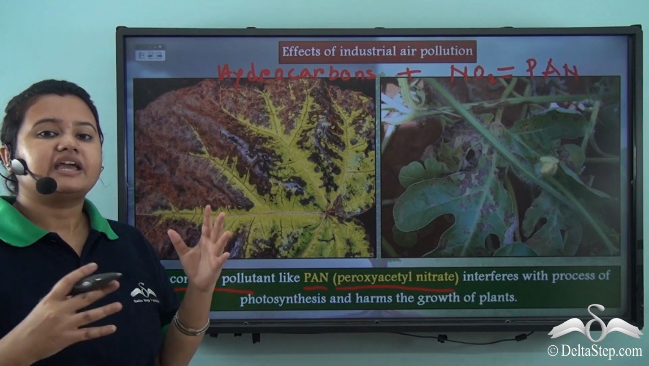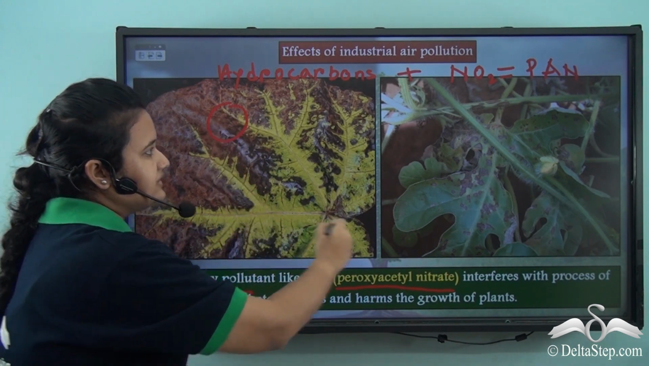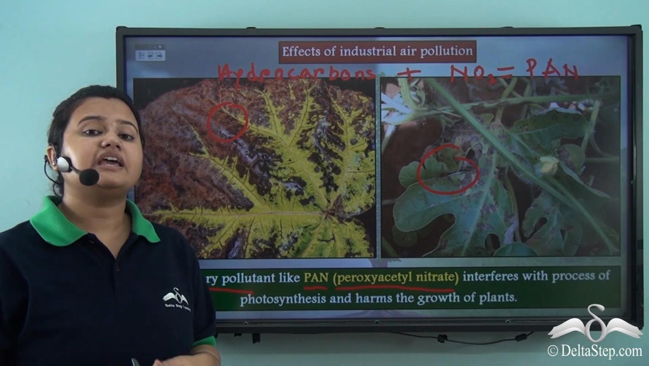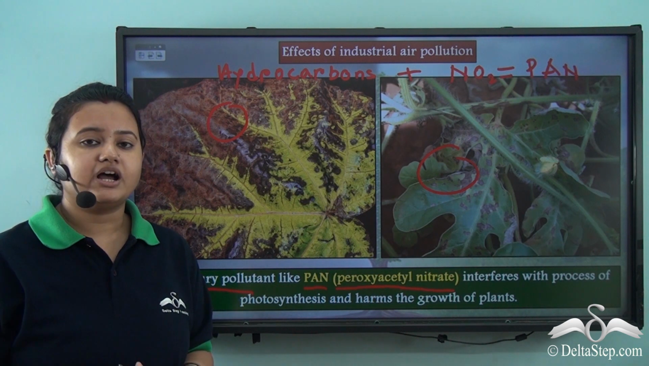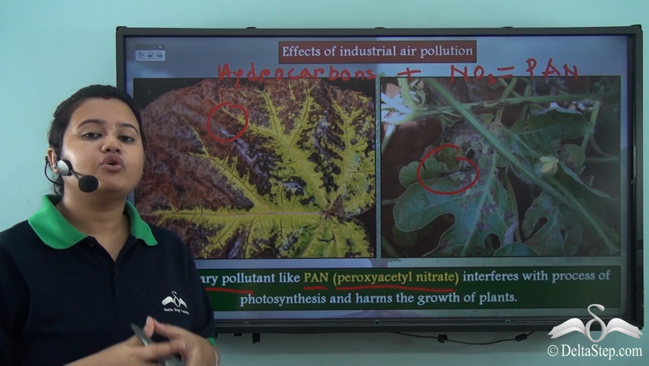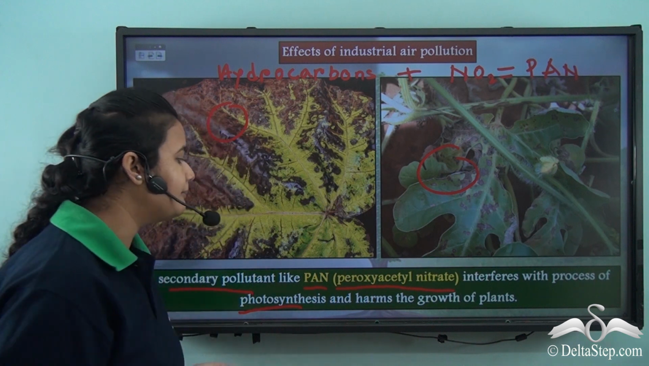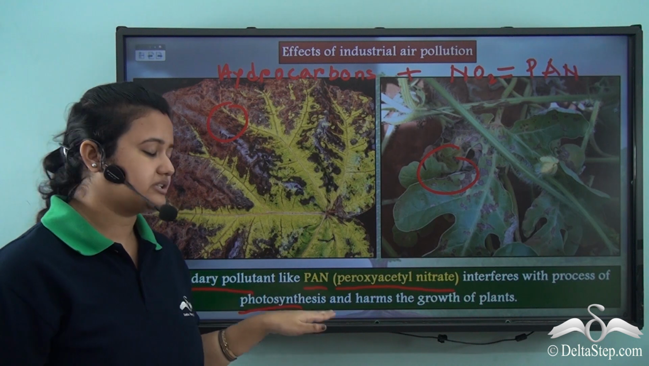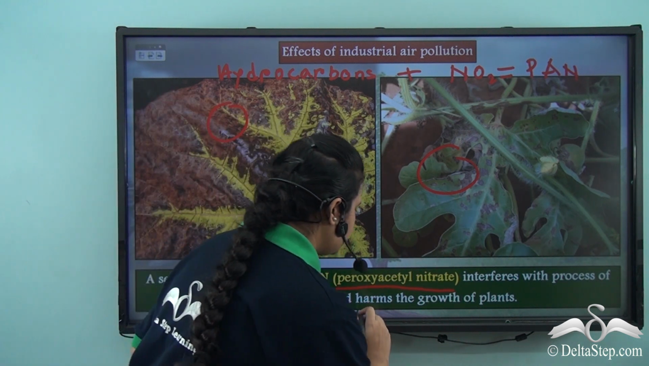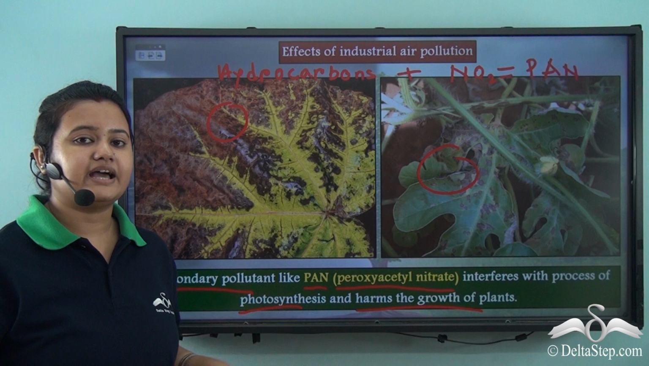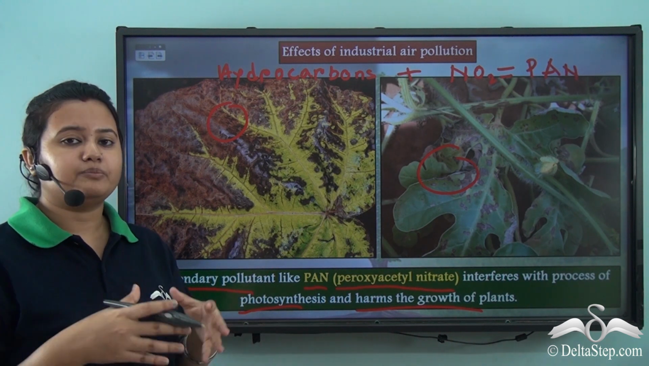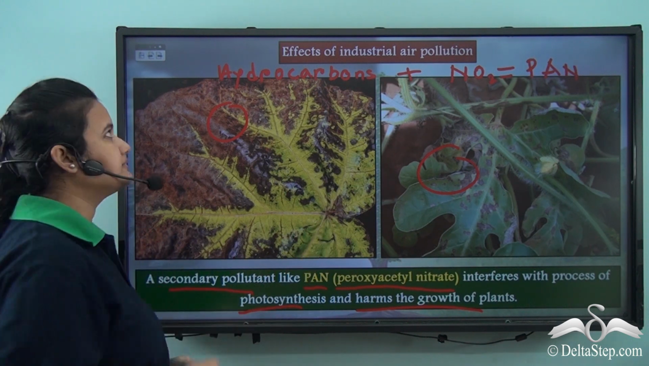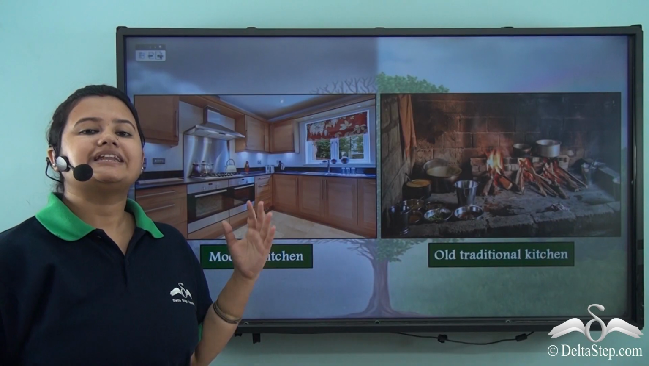Look at these pictures. Can you see brown patches on the leaves in these two pictures? These leaves have brown patches because they were unable to produce starch, as the process of photosynthesis gets hampered by PAN. That is, PAN interferes with the process of photosynthesis and harms the growth of plants. So here we can see that PAN, which is a secondary air pollutant, has detrimental effects on the growth of plants.